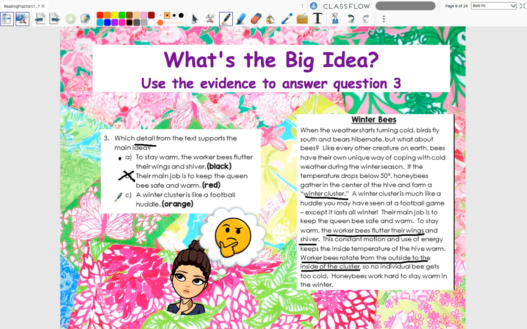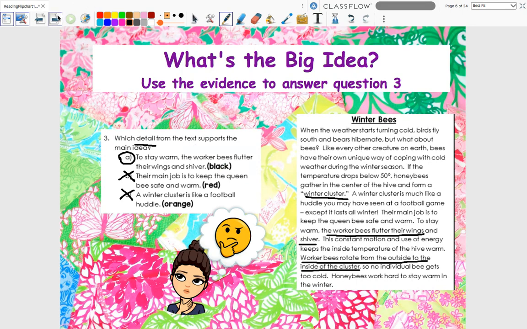But let's look at C. A winter cluster is like a football huddle. Was that the focus of the winter cluster? No, the winter cluster, remember, was the way they gathered together to stay warm. It wasn't about describing the winter cluster, okay? So we're going to slash and trash through C because that detail that supports the idea of how they stay warm is right here. The worker bees flutter their wings and shiver, and that matches that detail right here. So now we know all of our number 3s are going to be black.